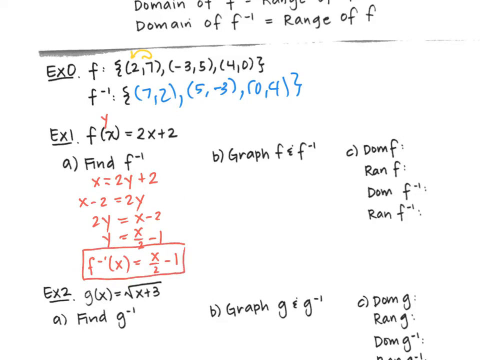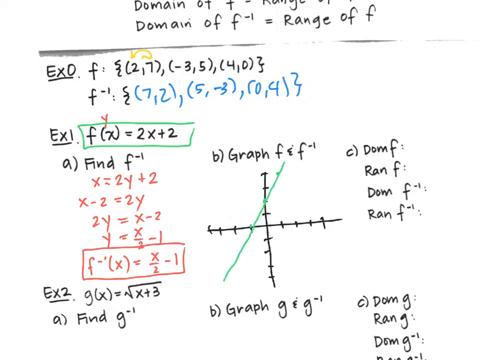I'm going to sketch a graph of this, and I'm going to sketch f and f inverse so we can see how they're related, or remind you how they're related. Let's see. I'm going to go ahead and graph f first. So the y-intercept is 2. This is a line up 2 over 1. I'm just doing a sketch. So this is f.